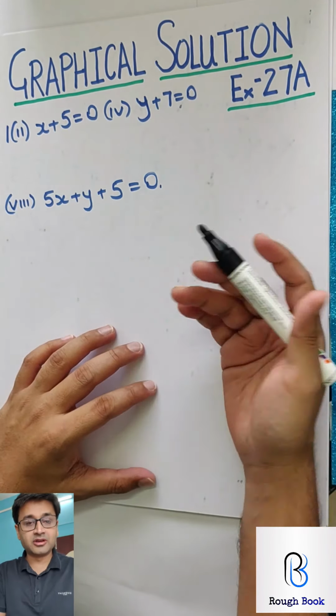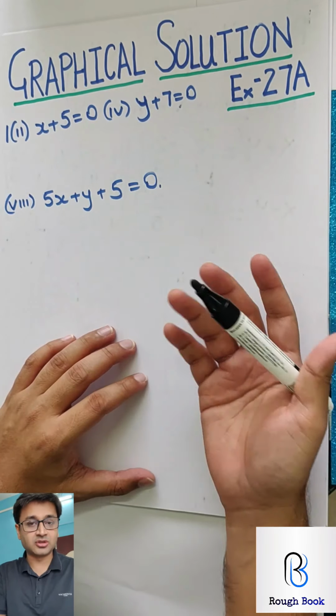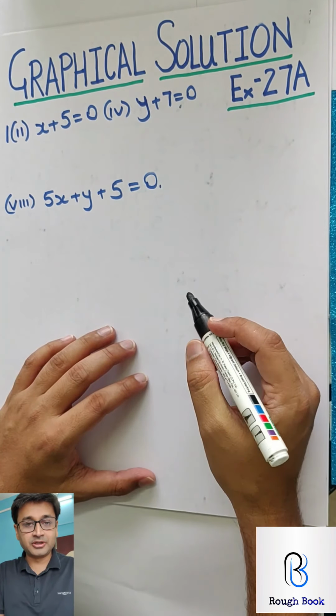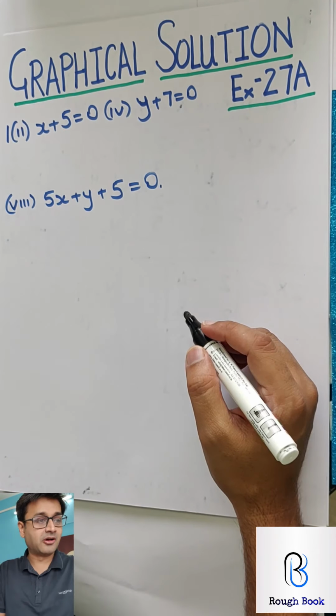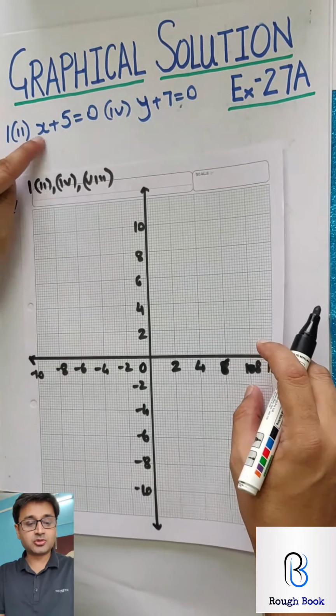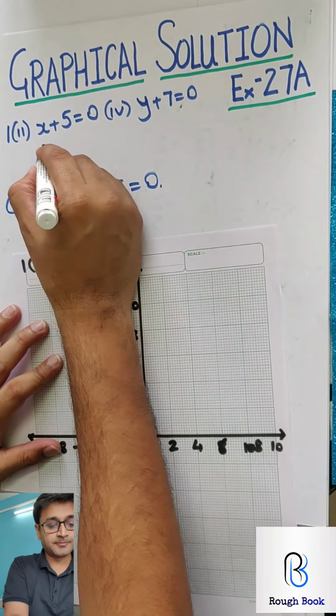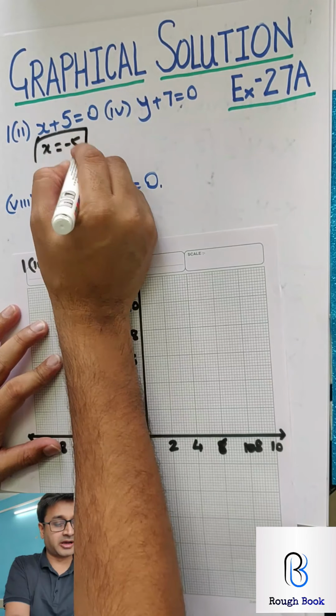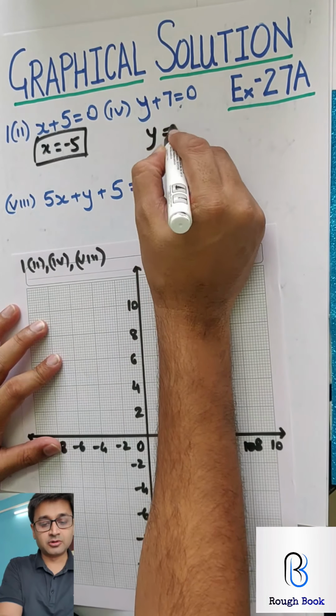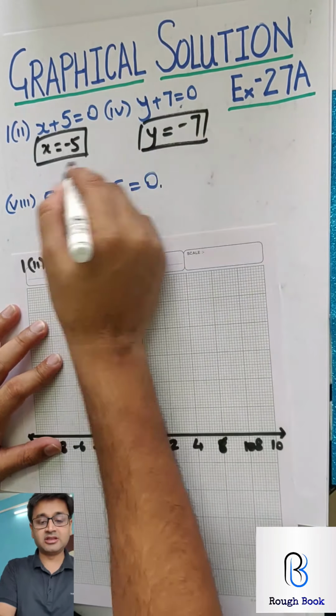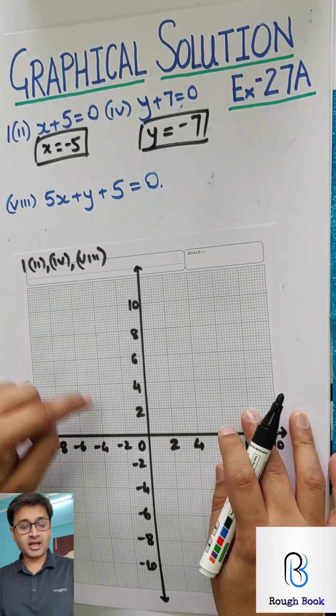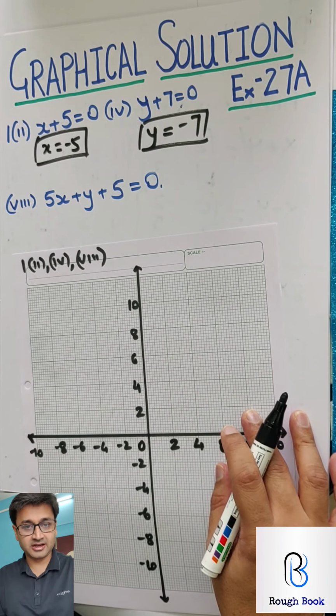What you're supposed to do in the first part, simply draw these lines on the graph paper. It should be a piece of cakewalk for you by now. So come on, let's begin. First one, x plus 5 equals to 0. So that means x is equal to minus 5, y is equal to minus 7. So at least these two we can draw straight away, and then we'll go with the next one. Is that correct?